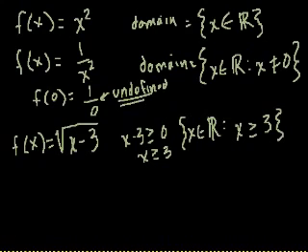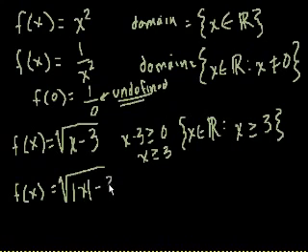Bam. Let's do a slightly more difficult one. What if I said f of x is equal to the square root of the absolute value of x minus 3. So now it's getting a little bit more complicated. Well, just like this time around, this expression under the radical still has to be greater than or equal to 0. So we can just say that the absolute value of x minus 3 is greater than or equal to 0.